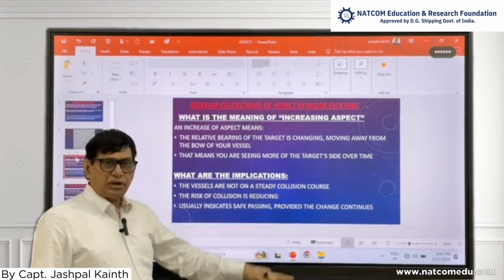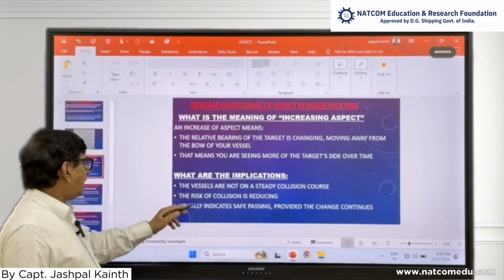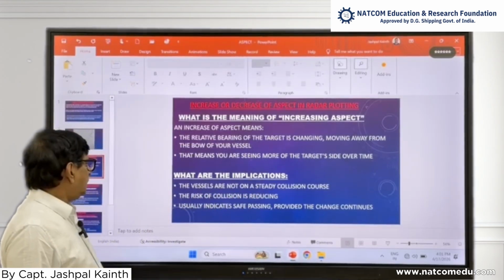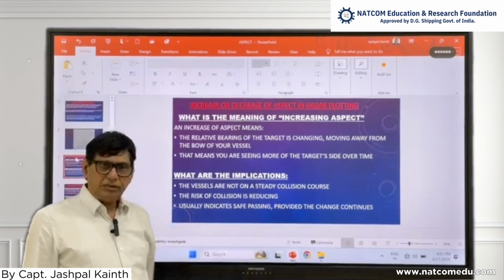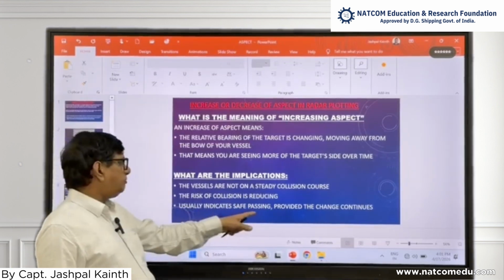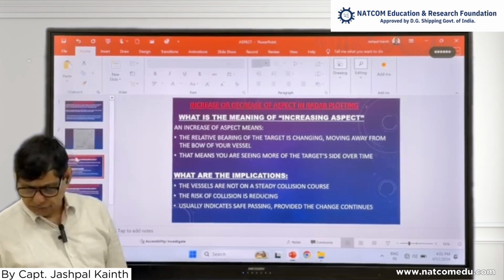What are the implications? The vessels are not on a steady collision course. The risk of collision is decreasing, which usually indicates safe passing, provided the change continues.